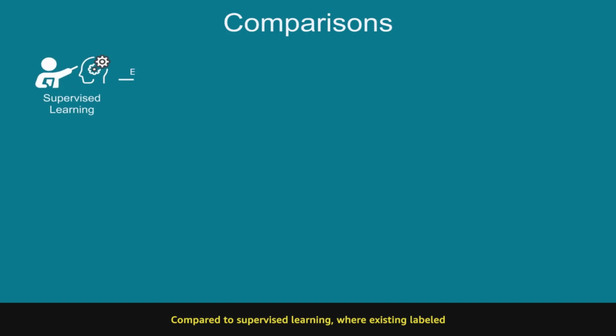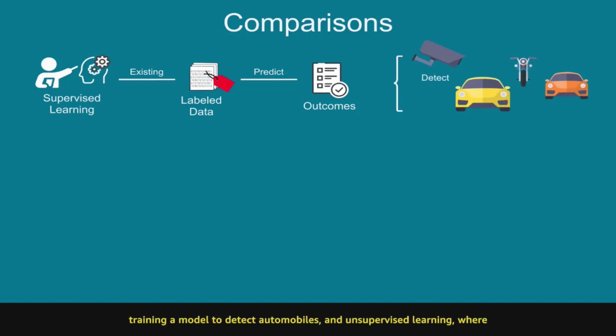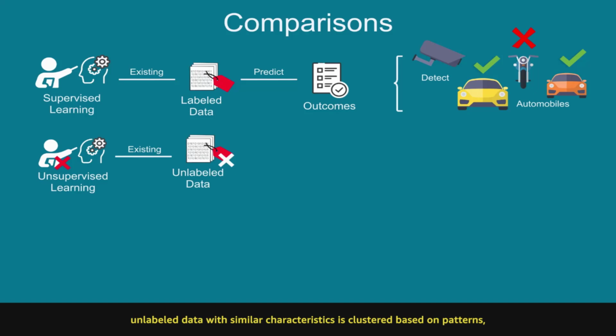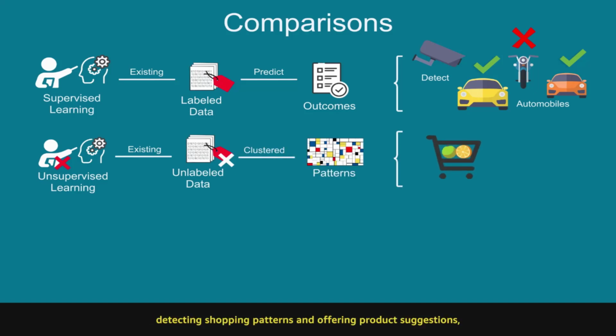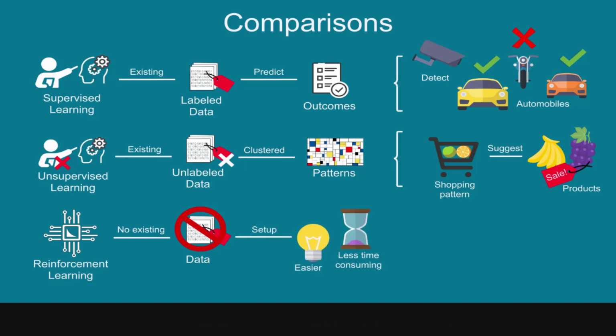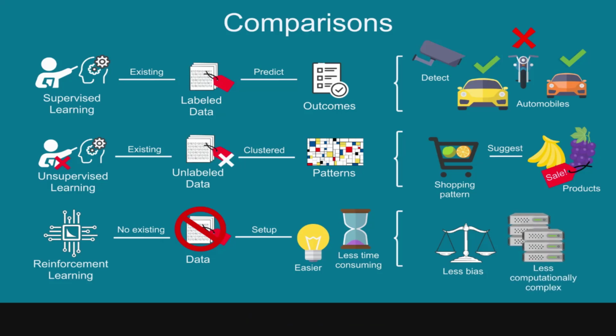Compared to supervised learning, where existing labeled datasets are used to predict outcomes, for example, training a model to detect automobiles, and unsupervised learning, where unlabeled data with similar characteristics is clustered based on patterns, for example, detecting shopping patterns and offering product suggestions, reinforcement learning requires no initial data input or labeling, making setup easier and less time-consuming. Also, since there is no initial data, reinforcement learning tends to be less susceptible to bias and less computationally complex.